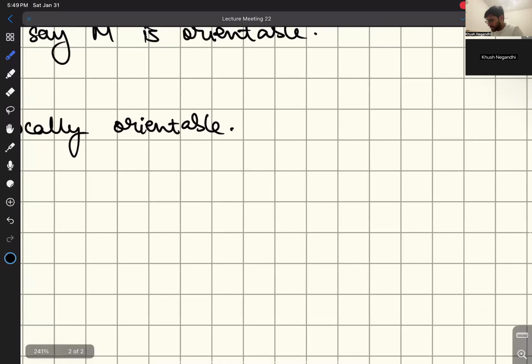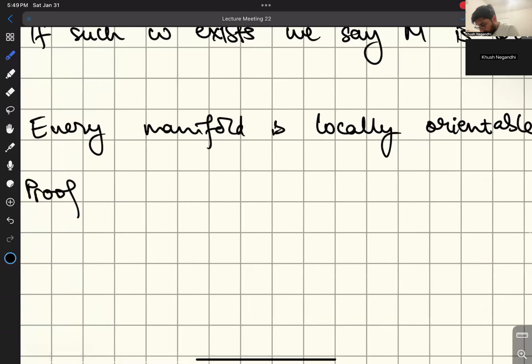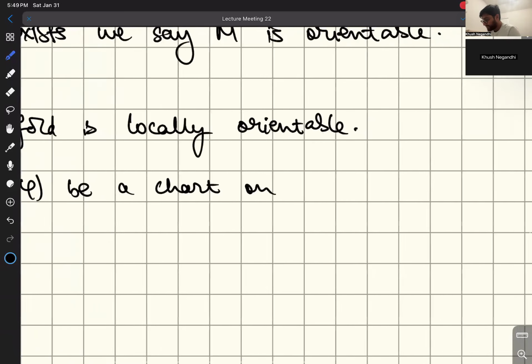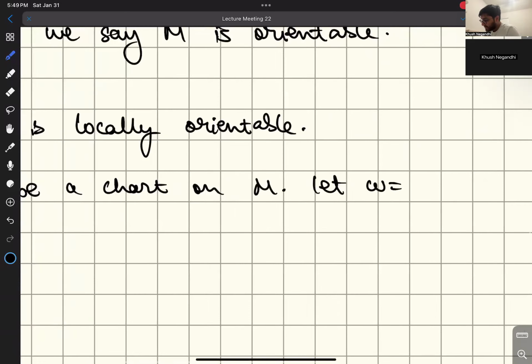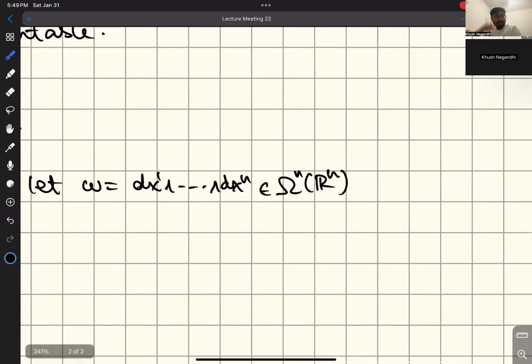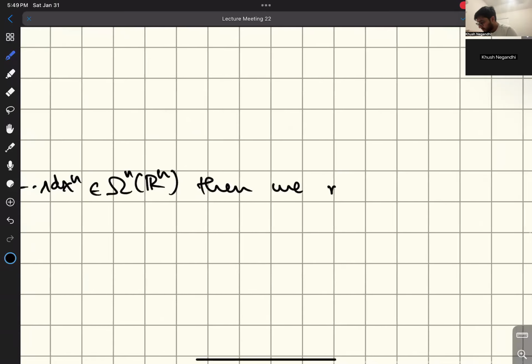And the way we prove this, so proof, is as follows. So let (U, phi) be a chart on M. Let omega equal the usual volume form on R^m. And then we can restrict omega. So then we restrict omega to phi of U.